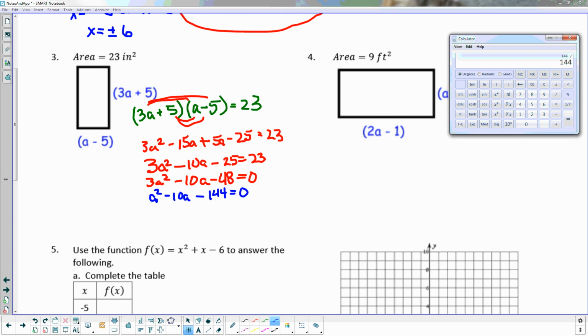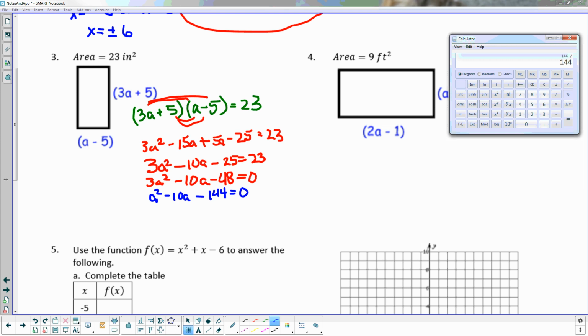So let's go maybe 4. 4 and 36. If I subtract them, I get 32. If I add them, I get 40. So that's still not good. I need to get to 10. So let's try maybe 6. Yeah, 6 should work. 6 and 24. 6 plus 24 is 30. 6 minus 24 is 18. So that's still not there.